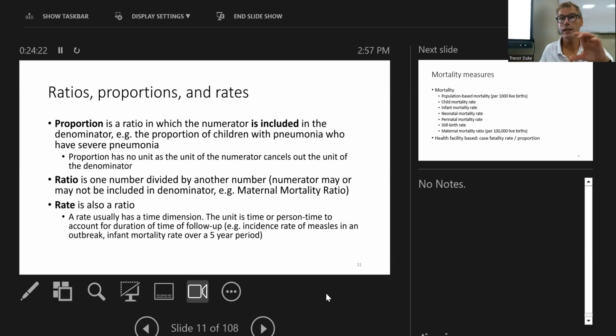And in that ratio, the numerator is not really included in the denominator. Obviously, they're related, but they're not really included. That's an unusual sort of ratio, perhaps, where there's a difference between the numerator and the denominator. But in the infant mortality rate, what's the infant mortality rate?